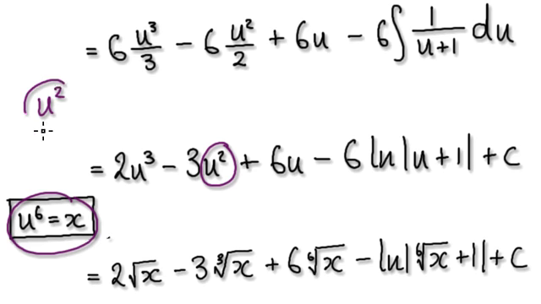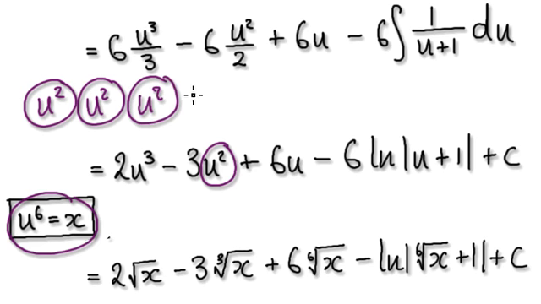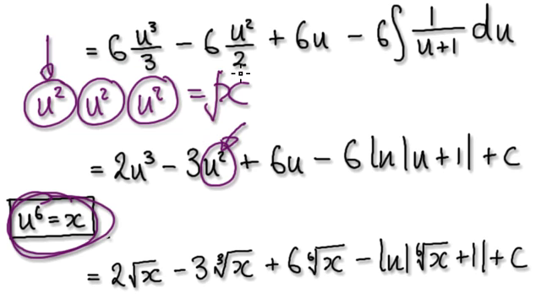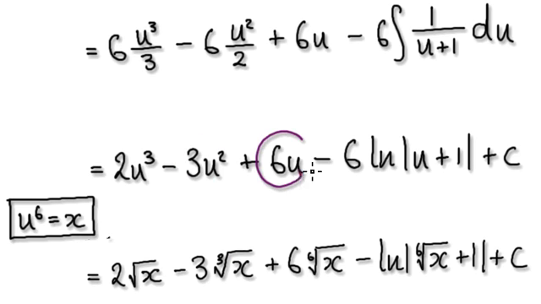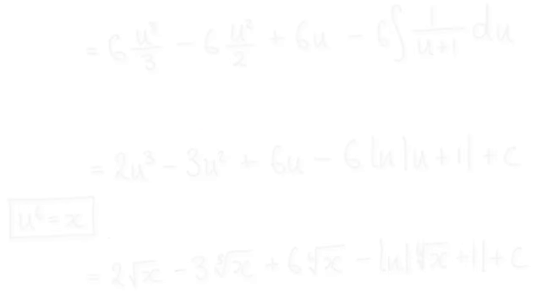Looking at this u squared here, we can visualize it as u squared times u squared times u squared equals x. This is what we've got here at the moment. So when you look at u squared, it's really the cube root of x. So that will then give you this. Okay, and then this here will then give you this, and so on. So this here is your final answer. Okay.